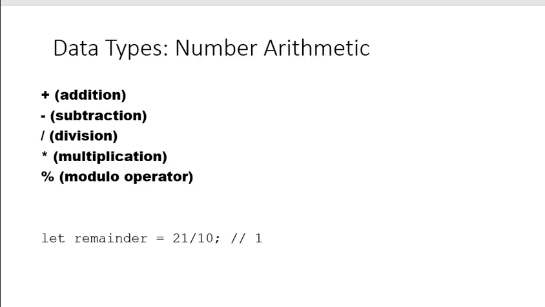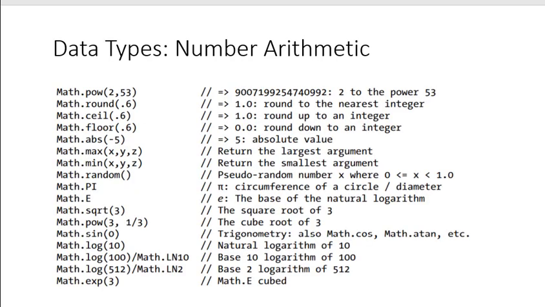JavaScript includes operators for basic arithmetic operations. These operators are add, subtract, divide, and multiply. And there is a modulo operator which returns remainder of division. In addition, you can use functions exposed by the Math object. The Math object exposes a decent list of methods and constants for more complex operations.